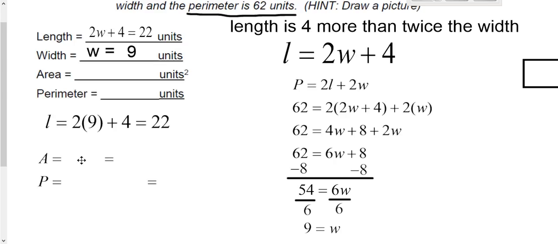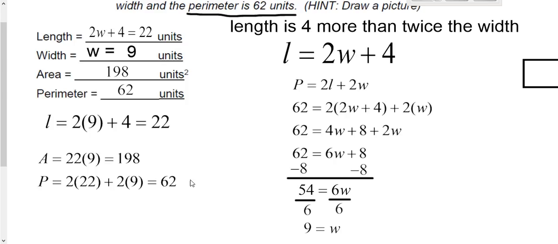The area, which is length times width, or 22 times 9, which is 198 square units. Then the perimeter, 2 times the length, which is 22, plus 2 times the width, which is 9, which comes out to 62.